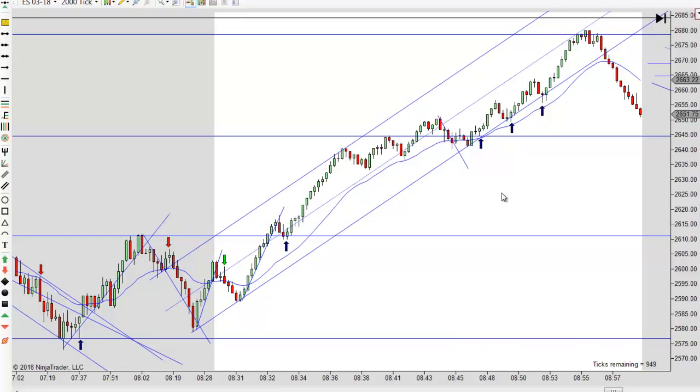So I think what you want to do is let it test it from above, and if it does and then goes on, then you enter, and you get that right there. It breaks above, comes back, tests it. So now you got the trend line, the EMA, and the support resistance line holding. Go long right there. And again, if you catch this one, you can ride this the rest of the way up.